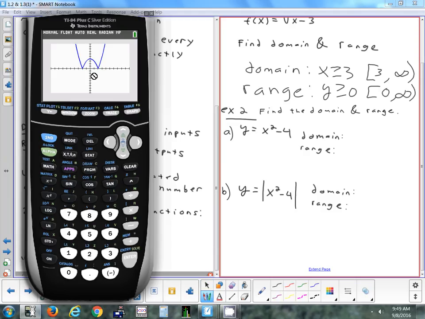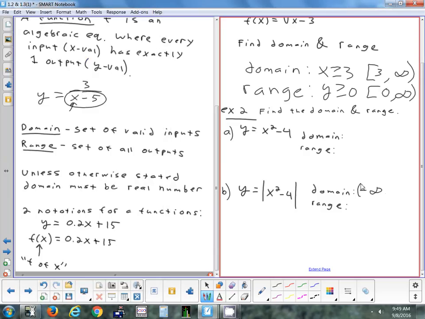Okay, what's my domain here? What numbers are you allowed to square? Any of them. You can square any number you want and subtract 4. Remember, I said the things to look out for are dividing by 0 and square roots. Neither one of those conditions can ever happen here. Okay? So for the domain, you could write all real numbers, or you can just write that. It goes from negative infinity all the way to positive infinity. Don't ever use brackets on infinity.